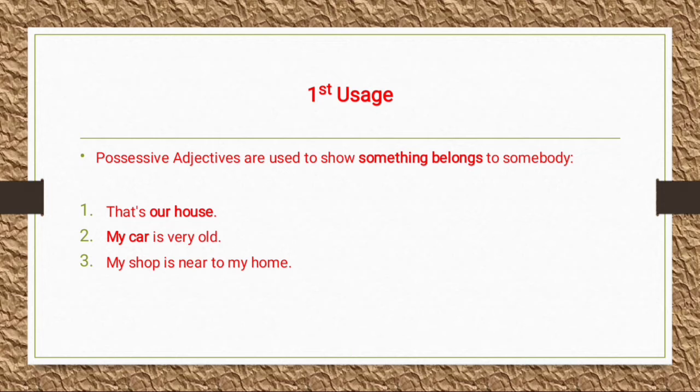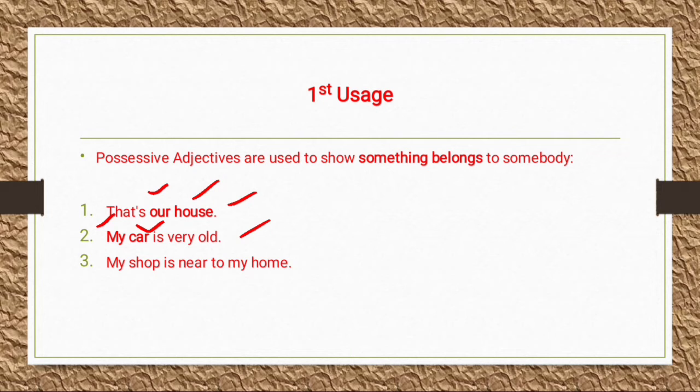The first usage: possessive adjectives are used to show something belongs to somebody, meaning it shows possession. That's our house, meaning that house belongs to us, that house is ours. House is a noun and our is obviously a possessive adjective. My car is very old. The same, car is a noun and my is a possessive adjective.